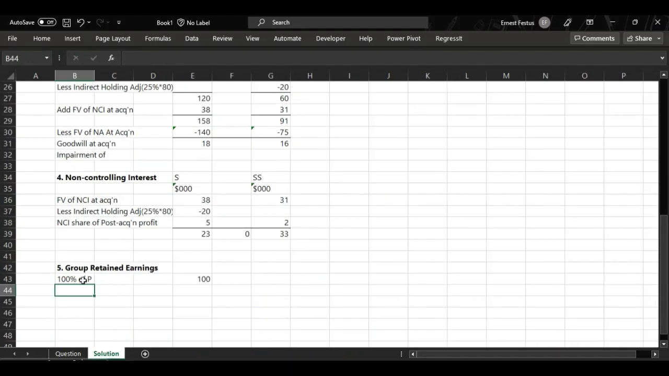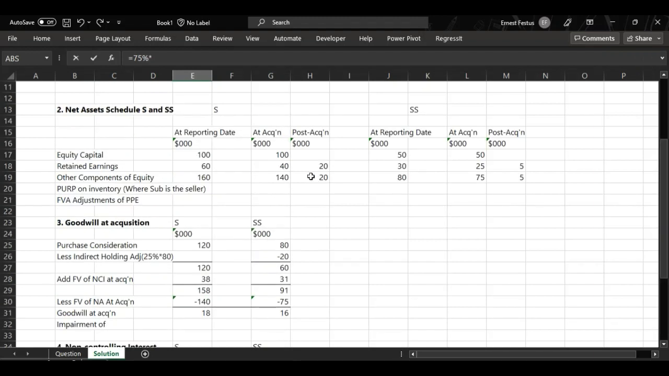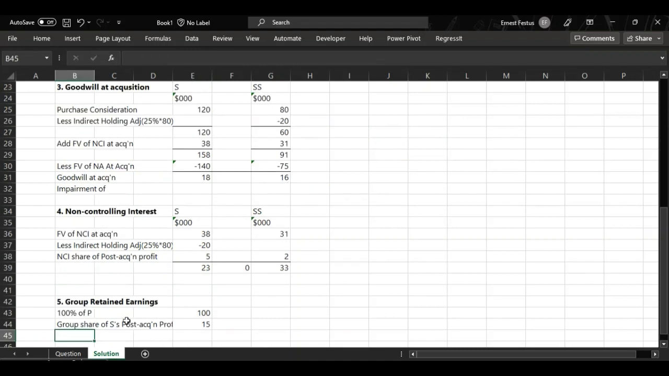Then we continue with the group share of S's post-acquisition profit, and that will be equal to 75%, since P has a 75% share, of the post-acquisition reserve of S. Okay, that is 15.